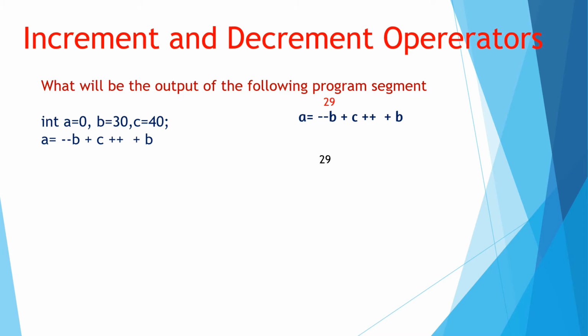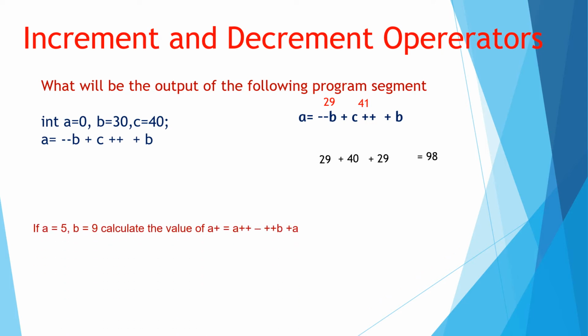Plus C plus plus. It is postfix. So write the original value and then change it. C plus plus means 40 plus 1 will become 41. And plus B. The last value of B will be taken, and the last value of B, you can see here it is 29. So 29 will be used, and the total value is 98.